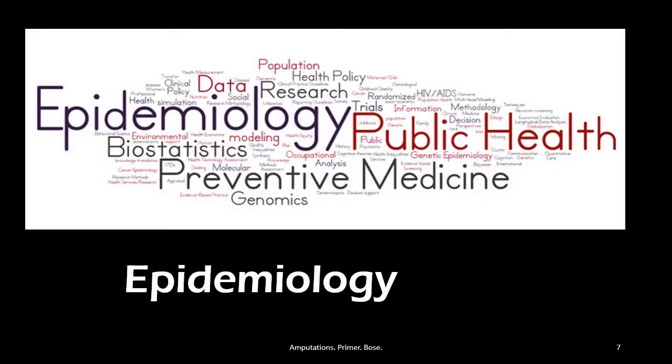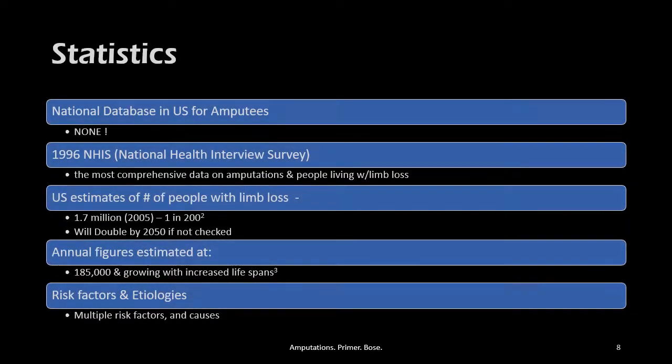We'll look at epidemiology now. What is most surprising is that there is no national database in the United States for amputees, none. In 1996, the National Health Interview Study, or NHIS, was the most comprehensive data on amputations and people living with limb loss. It is estimated that the number of people with limb loss in 2005 was 1.7 million.